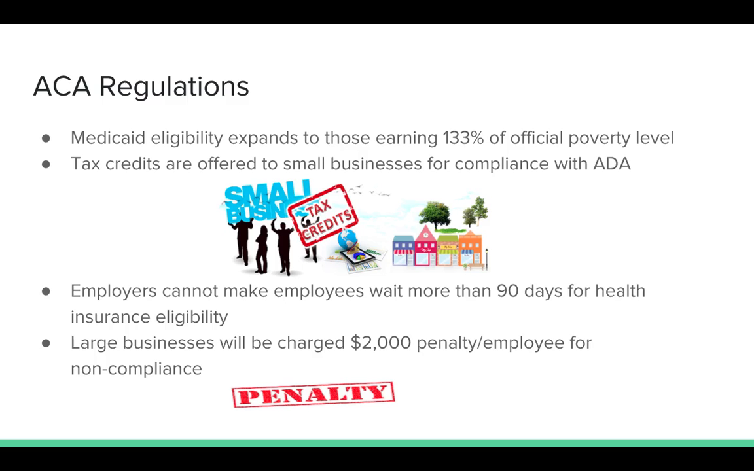Medicaid eligibility expands to those earning 133% of the official poverty level. Tax credits are offered to small businesses for compliance with the ACA. So if you're a small business and you have insurance for your employees, you'll be given tax credits.